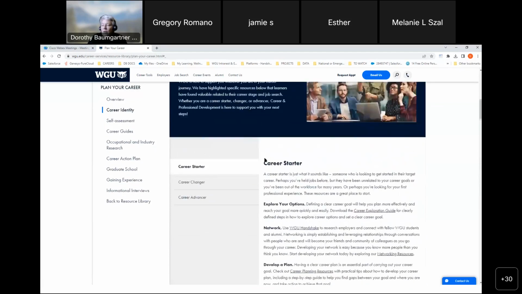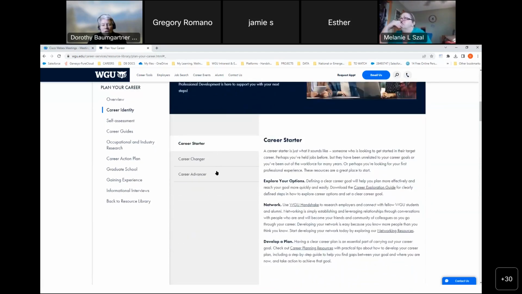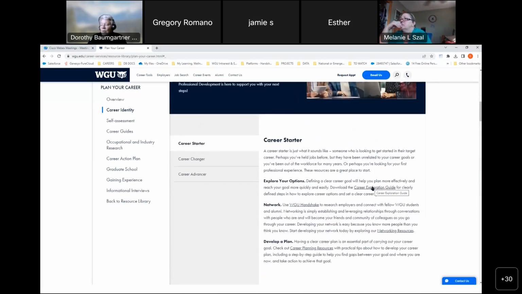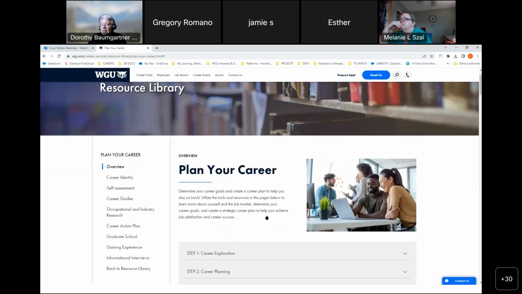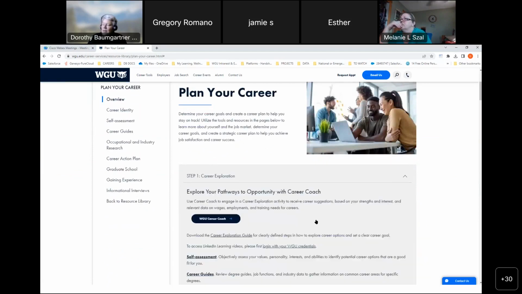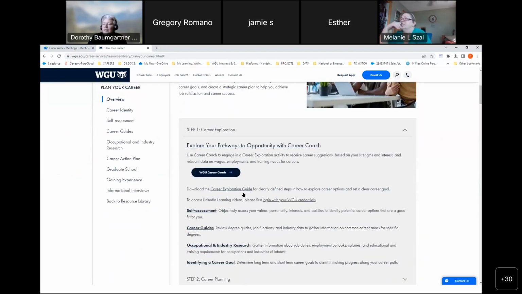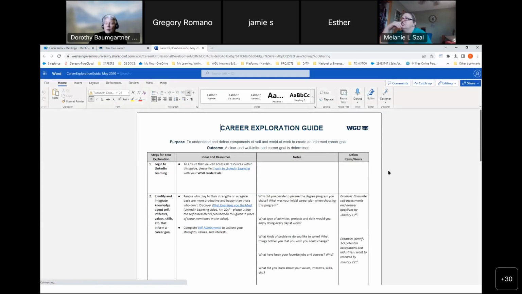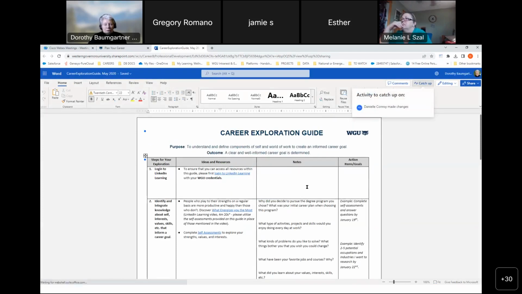But like here with career identity, if you're a career starter, changer, or advancer, there's some resources here. Like the career exploration guide is something that, boy, they just redid our website, and here, this is what I'm looking for. This career exploration guide. And I will say there's a lot of stuff here, so I hope you don't get overwhelmed. We have a lot of these kinds of guides sprinkled throughout our website for different kinds of things. Like there's a networking one, there's a gaining experience one. But if you're trying to figure out what to do, this is a great place to start.